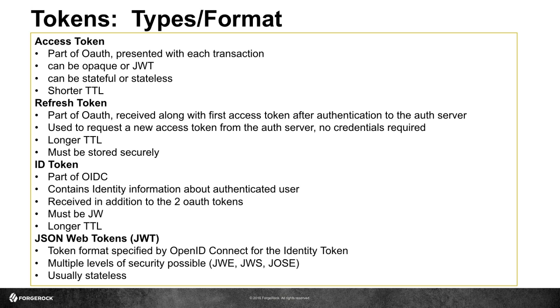And this must be stored securely, because this is the token that allows you to get more access tokens. So if you have a time to live of hours and you don't store this securely, that means for hours somebody can be getting valid access tokens on your behalf. So you've got to store it securely. OIDC adds yet another token on top of this, which is the ID token. And this contains the information about the identity that has been authenticated.